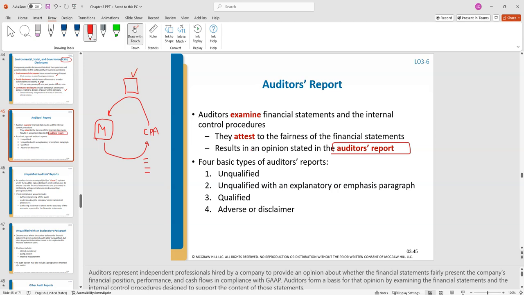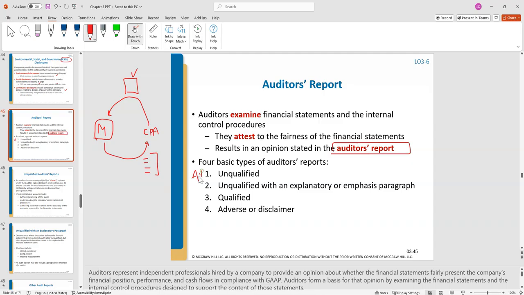And in that, we are going to give an opinion about these financial statements. It's almost like we give them a grade. We can give an unqualified opinion, unqualified with an explanatory or emphasis paragraph, a qualified opinion, or an adverse or disclaimer. It goes from best to worst.